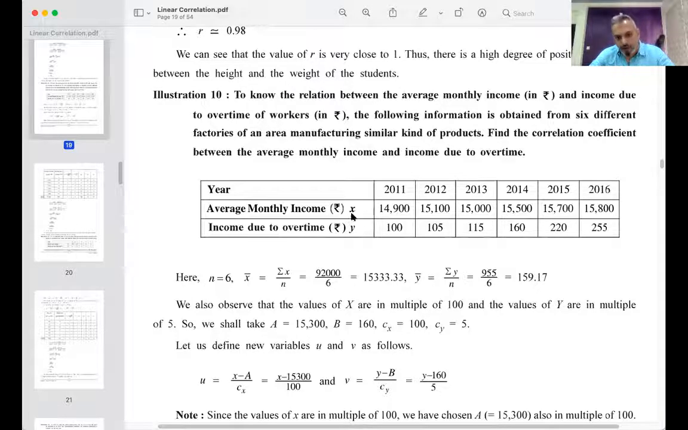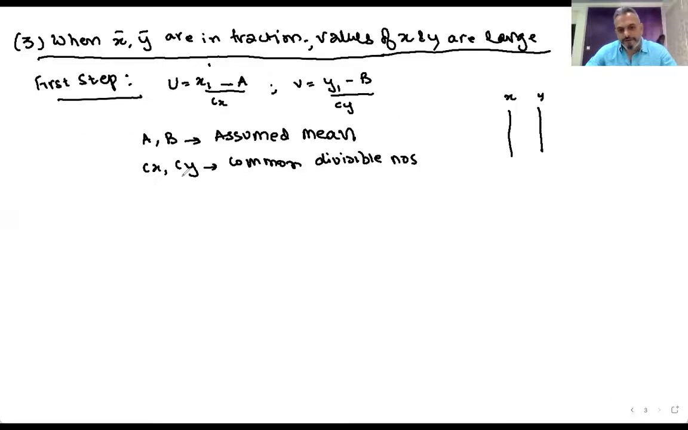We can divide all of them by 100. In y, it is 100, 105, 115, 116, 220, and 255. So your common divisible number is 5, we can divide all of them by 5. So that is C of x and C of y. Over here, C of x and C of y are common divisible numbers.